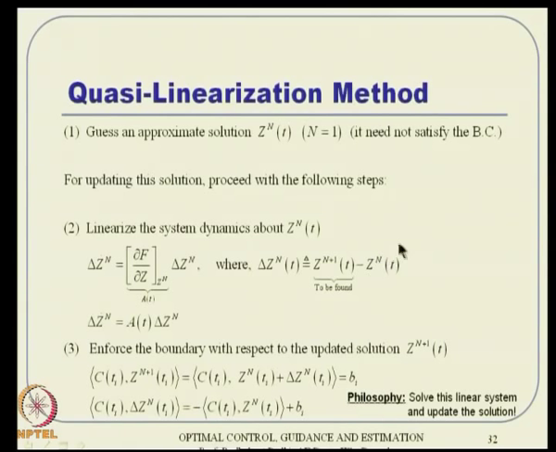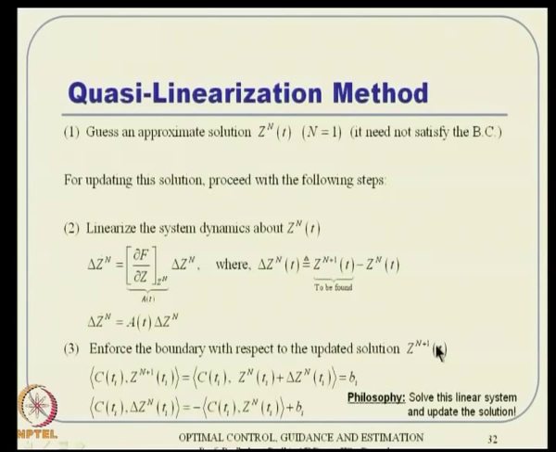This is available with us either as a guess or as a previous solution, and this needs to be found actually. Okay. So, as I told before in the sweep method, this is like a time varying A matrix basically. So, you can always write it this way. Then we have to enforce the boundary conditions with respect to the updated solution.